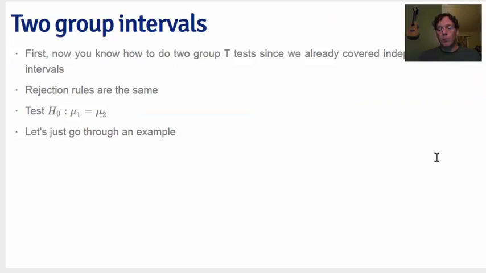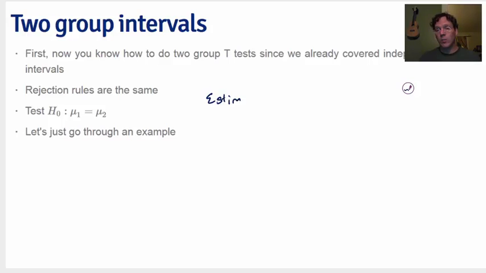Now, with all the infrastructure that we have in place, both understanding confidence intervals and understanding hypothesis tests for one group, two group intervals should be a very minor extension of what we're doing. Basically, the rejection rules are the same, and we now want to test whether or not the mean for one group is equal to the mean for another group. We have the same set of alternatives: mu1 greater than mu2, mu1 less than mu2, versus mu1 not equal to mu2.